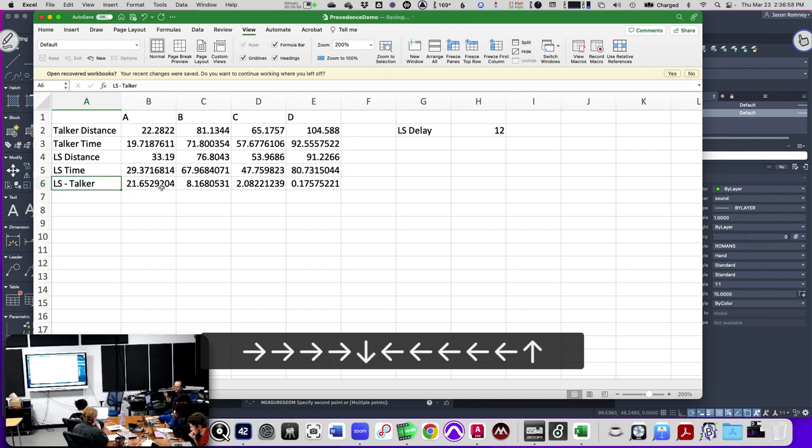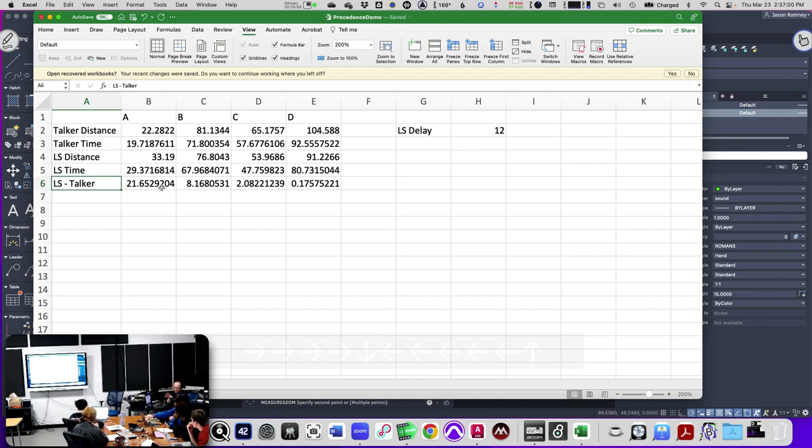The thing I need you to remember today is not how Excel works. You can do this without Excel. I'm just using Excel to keep track of the numbers. What I need you to remember and understand is the math we are doing. So don't let the Excel part distract you.